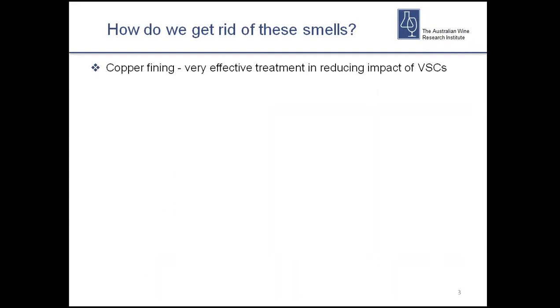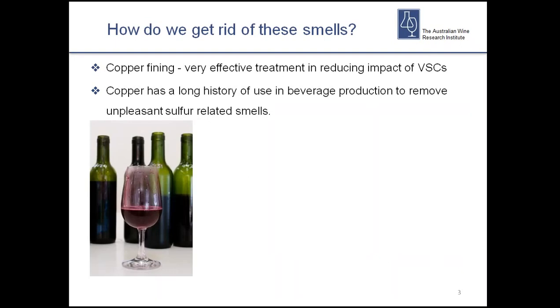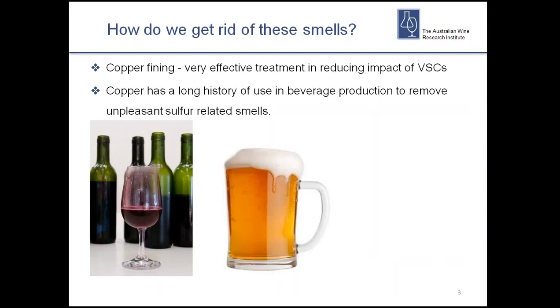Well, the most common treatment used in the winery is copper fining, and it's very effective in reducing the impact of the unwanted sulfur compounds, and it also has a very long history of use in the beverage production industry. It has been used for centuries in the wine industry, not always necessarily by adding copper sulfate to the wine, but also through the use of copper equipment and copper vessels. And it's also been used in the beer industry for many, many years.